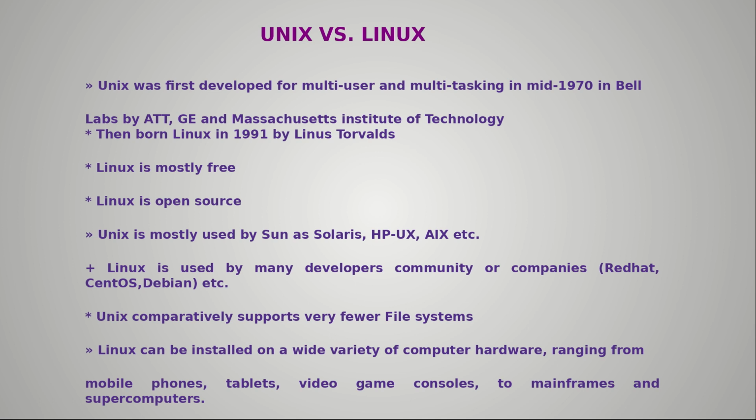Unix was first developed for multi-user and multitasking purposes in the mid-1970s at Bell Labs by AT&T and the Massachusetts Institute of Technology. There was an operating system, but it did not allow for multiple users or multitasking. So that was one of the purposes for creating Linux, which was born in 1991. Unix is mostly not free, whereas Linux is mostly free and open source.